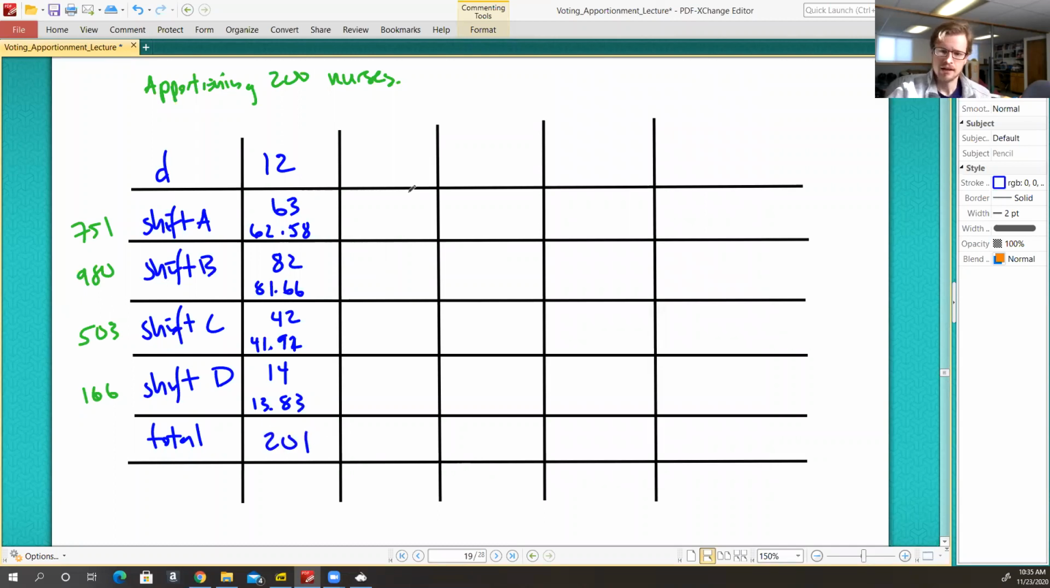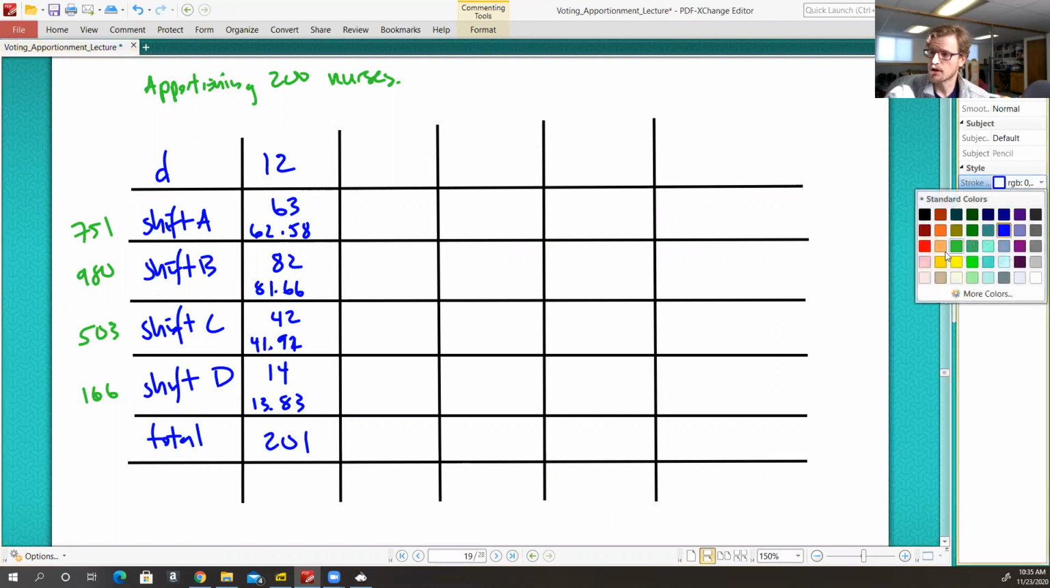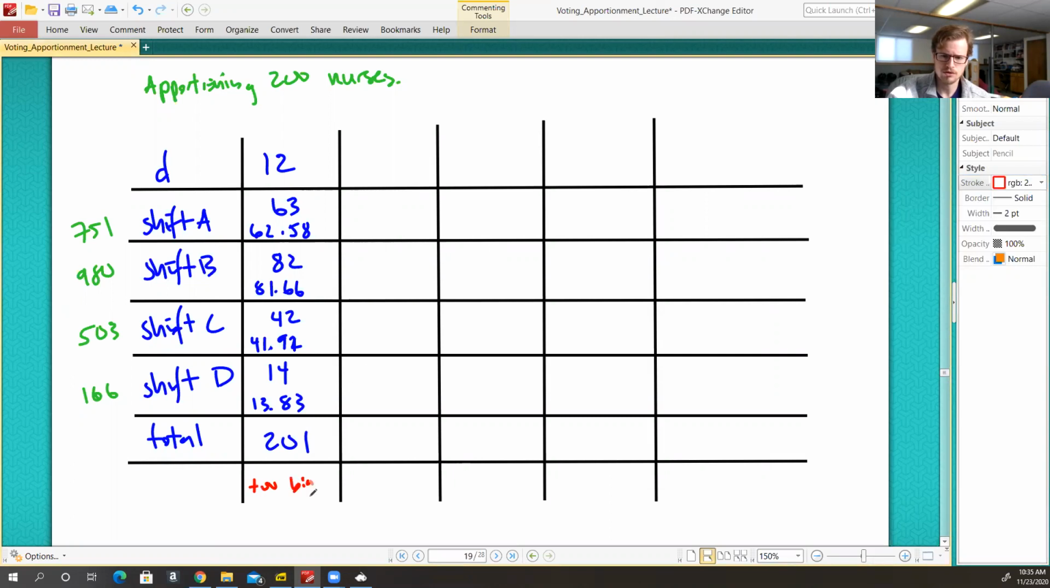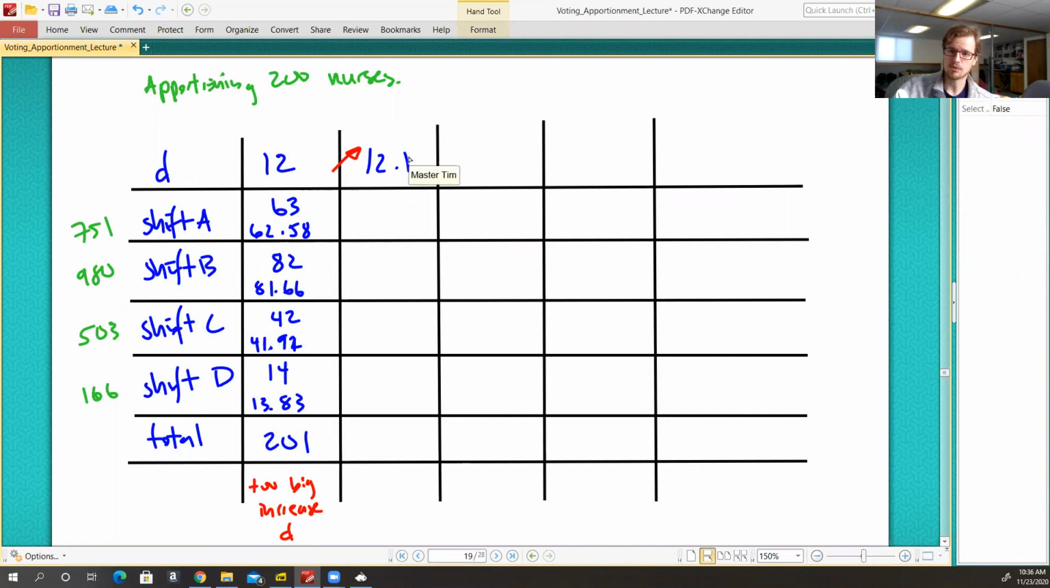But this isn't perfect overall because that's too many nurses. So this is too big, and what that tells us is we need to increase the divisor. So we need to increase our standard divisor to a modified divisor. In the last example that we looked at, a very small change worked out to be perfect. So let's try a really small change: 12.1, because last time 11.9 worked. So we're going to try 12.1, just changing by 1/10.